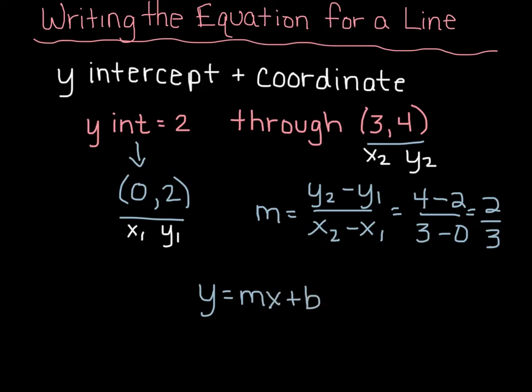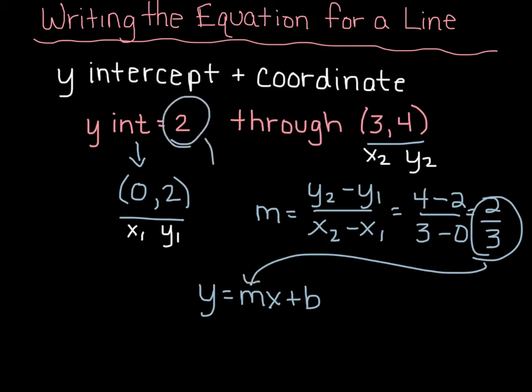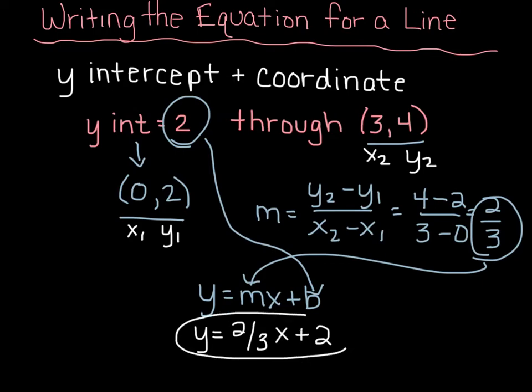In this form, here's my m value. Whoops, lost my pen. M is my 2/3, and my y-intercept, that's my b value. So my equation would end up looking like this. y equals 2/3 x plus 2. And that's my equation.